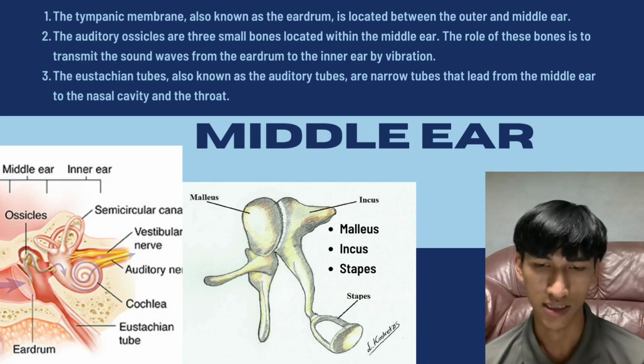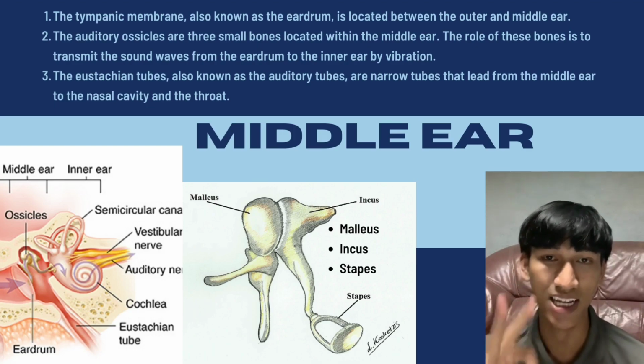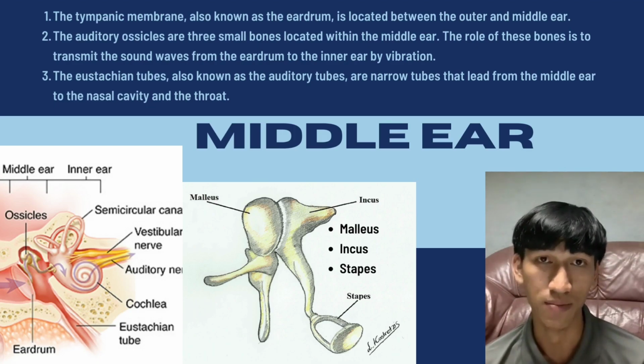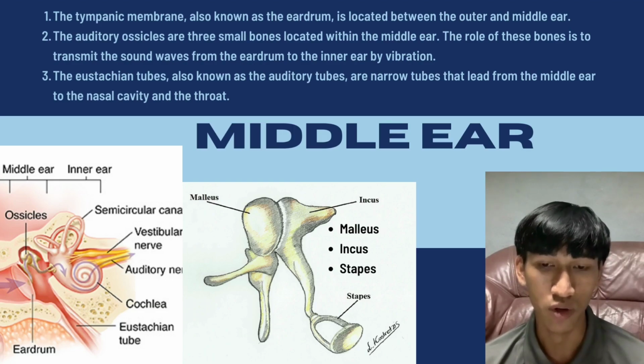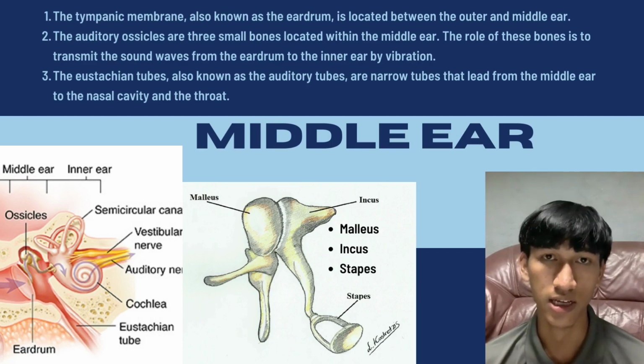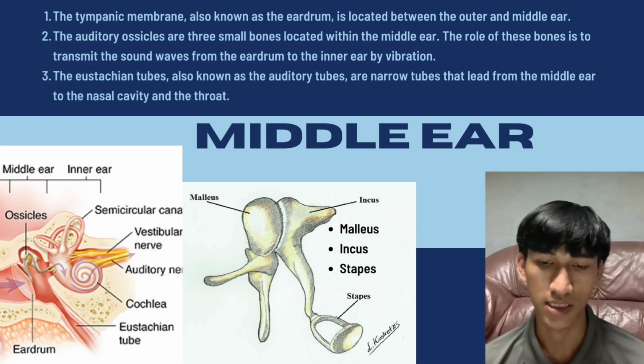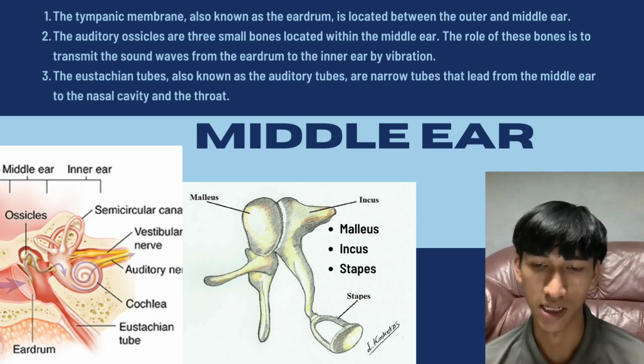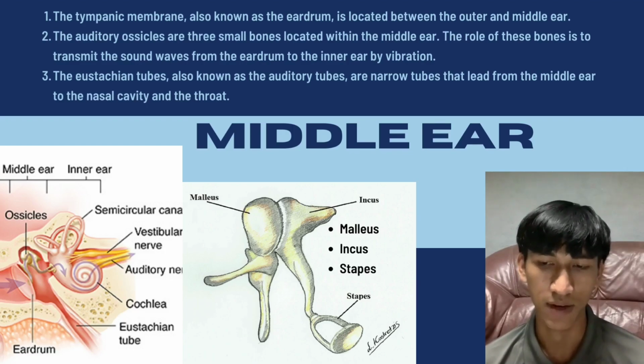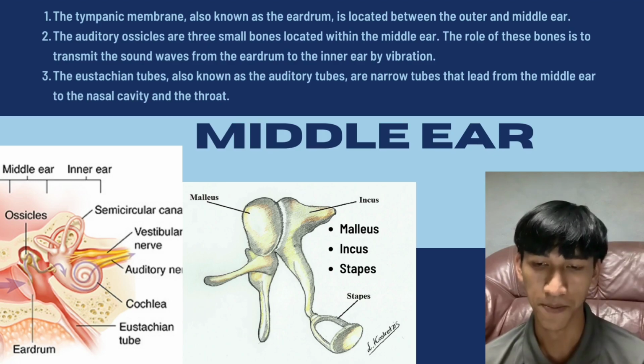Auditory ossicles. The auditory ossicles are the three small bones located within the middle ear. The role of these bones is to transmit the sound wave from the eardrum to the inner ear by vibration. The middle ear comprises the three ear ossicles: malleus, incus, and stapes. Its main function is to amplify and transmit the sound wave to the internal ear.